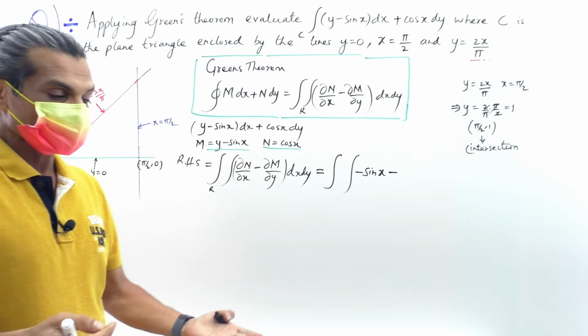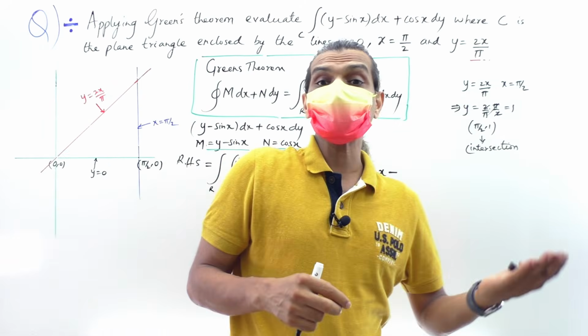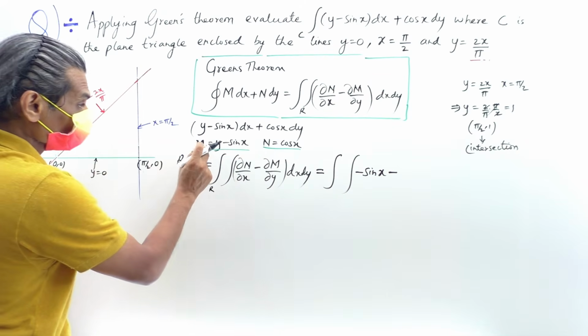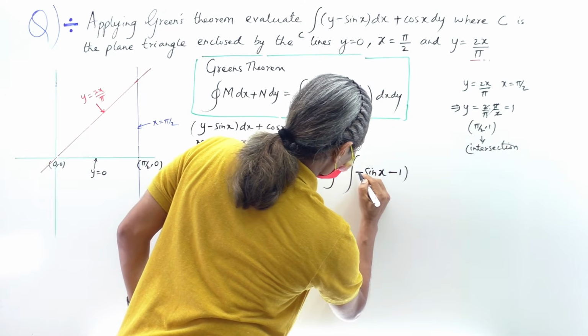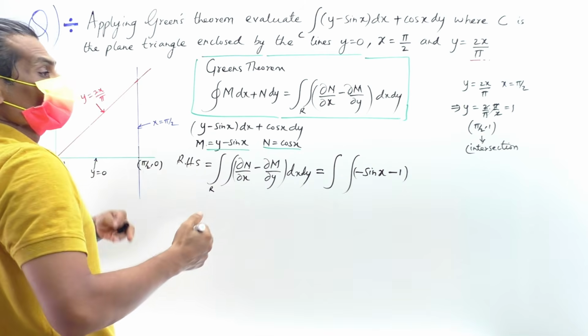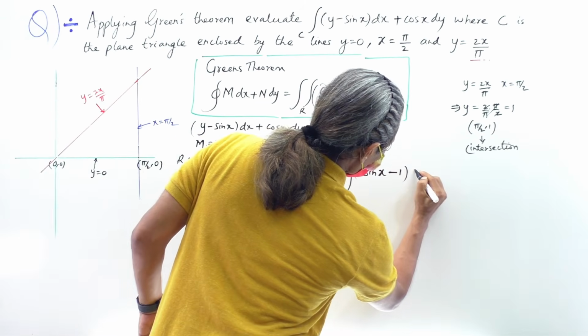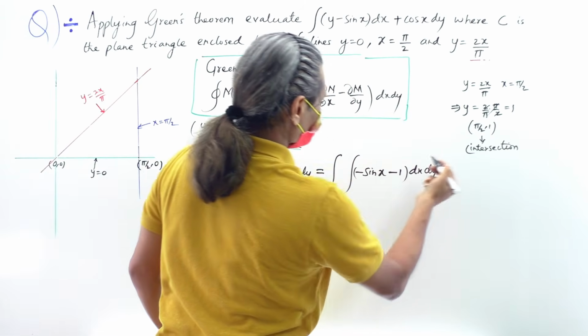M is y minus sin x, so we are partially differentiating with respect to only y. Sin x is a constant so its derivative is 0, and the derivative of y is 1, so minus 1, into dx dy. Now we need to take the limits. We'll see what we take first.